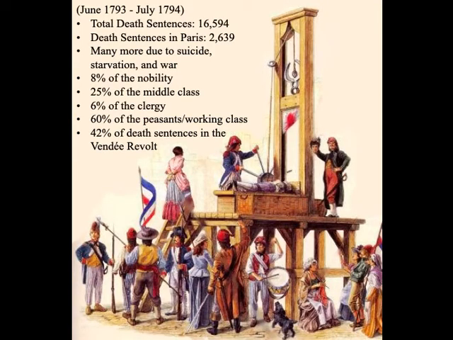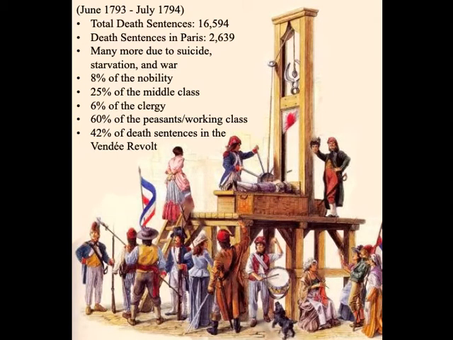And so during the Reign of Terror, we see a total number of death sentences at 16,594. Death sentences just in Paris were over 2,000. Many others died from suicide, starvation, or the growing war.